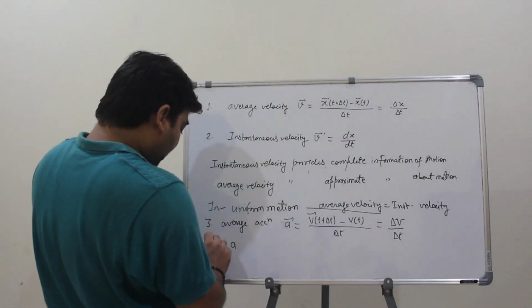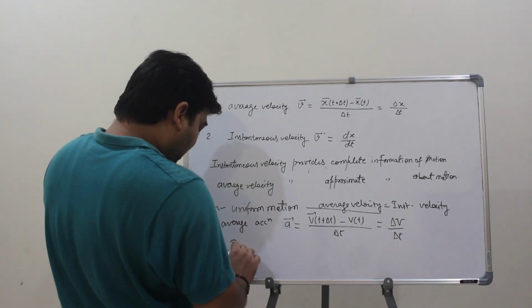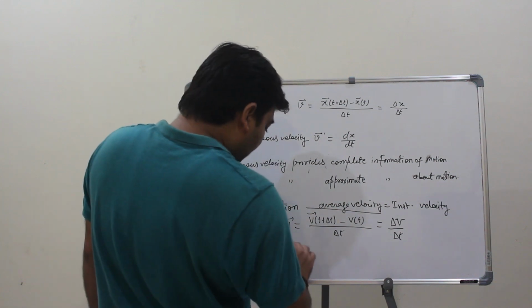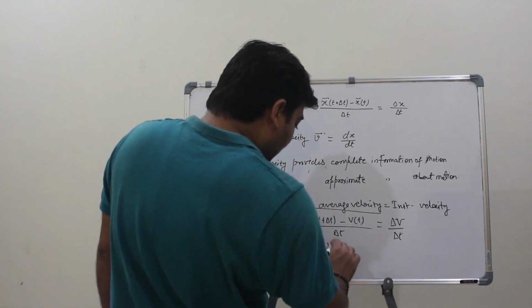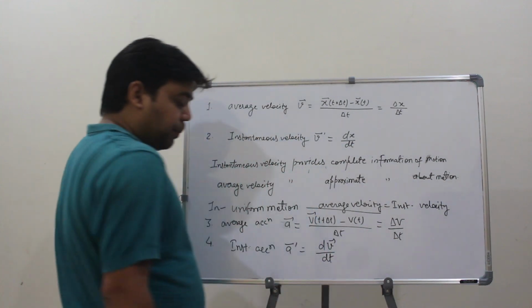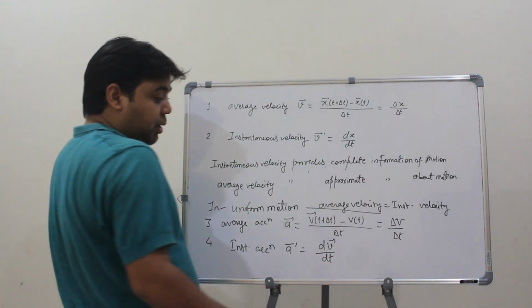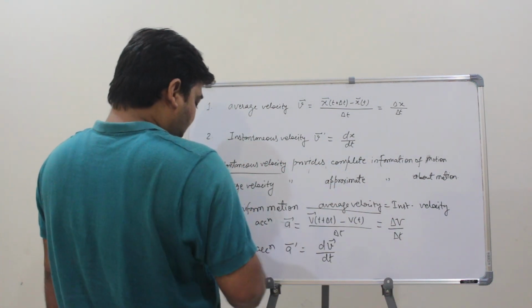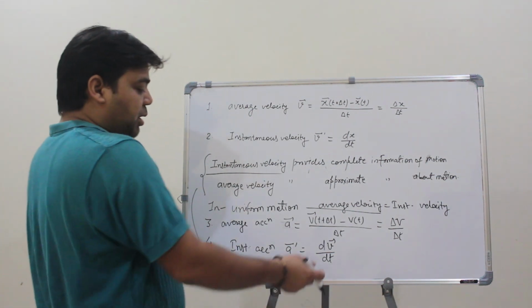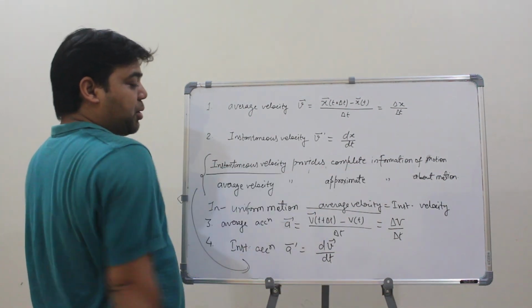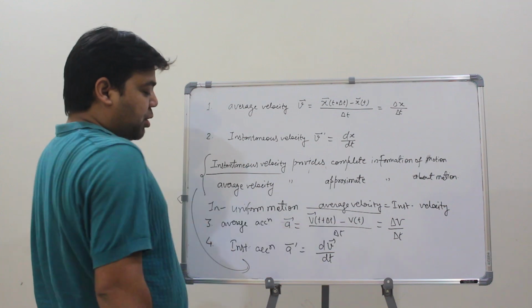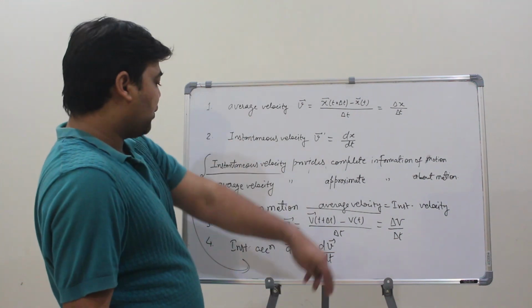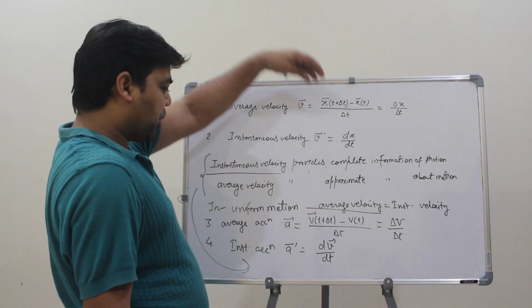Now what is instantaneous acceleration? Instantaneous acceleration a dash is defined as the time rate of change of velocity, dv by dt, right? Now the same rule which is discussed here applies to acceleration also. The instantaneous acceleration provides the correct information about the motion, and average acceleration only provides the approximate information, right? So this is all in the formulas which we derived in the previous lectures.